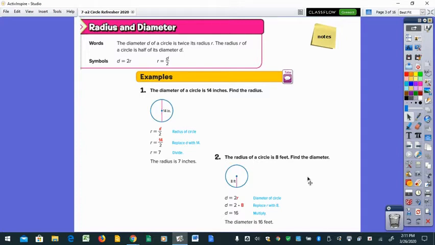So this is just a quick reminder of going from the diameter to the radius, or the radius to the diameter. If you have the radius, you have to multiply by 2 to get the diameter. That's what we did down here. And if you have the diameter, you have to divide by 2 to get the radius, and that's what we did right here.